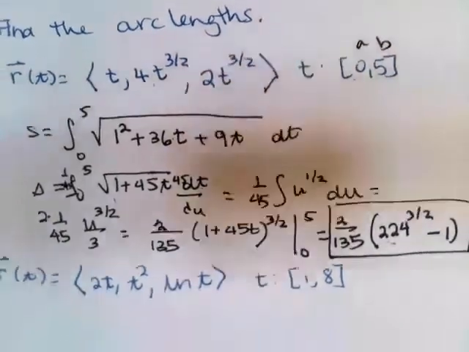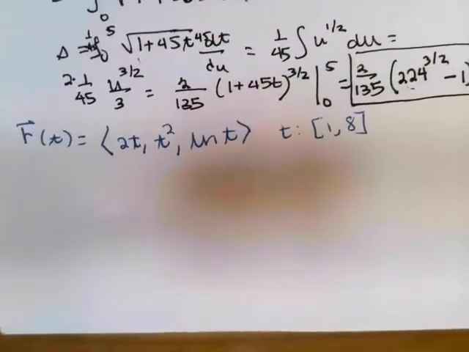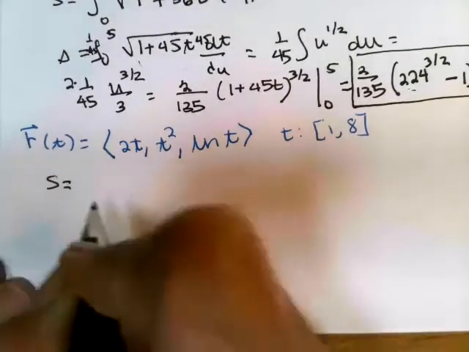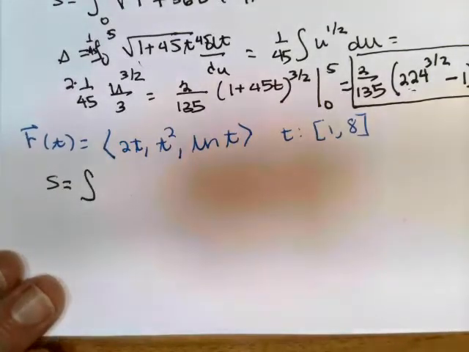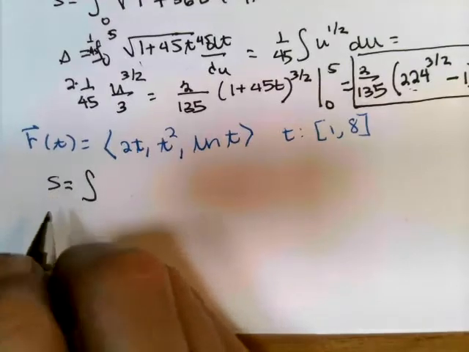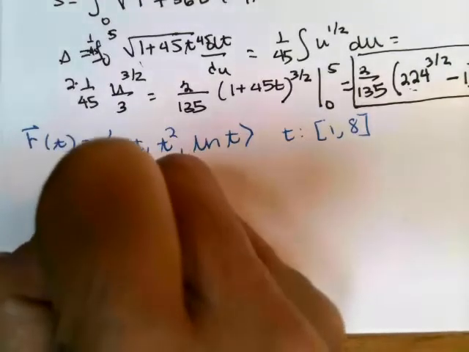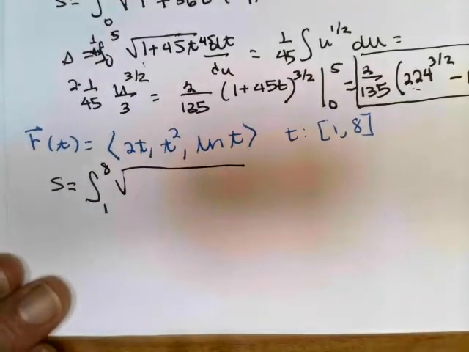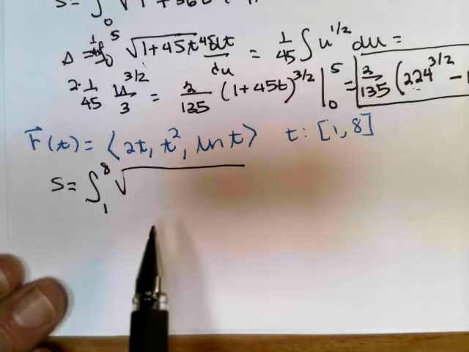Move my camera this time, almost running out of room. Okay, so here's my r of t. So we'll set up our integral to find the arc length s. s is a really common letter for arc length. So 1 to 8, square root. So let's see if we can do this next one in our heads without writing down our derivatives and our squaring.